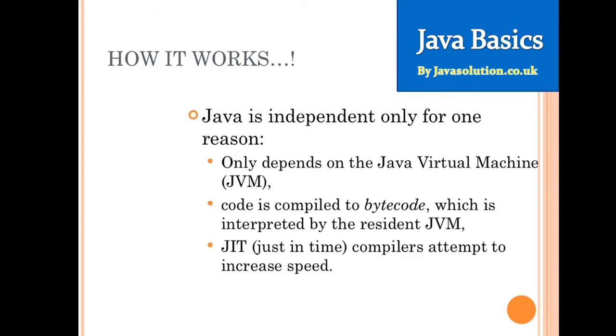So how does Java work? Java is platform independent for only one reason: it only depends on the Java Virtual Machine. So it is a cross-platform language. You develop in one place and you can run it anywhere. That's called a cross-platform language. It has the compiler, which compiles code to bytecode, which is interpreted by the resident JVM. Then it has a just-in-time compiler that attempts to increase the speed of the compilation of your code.